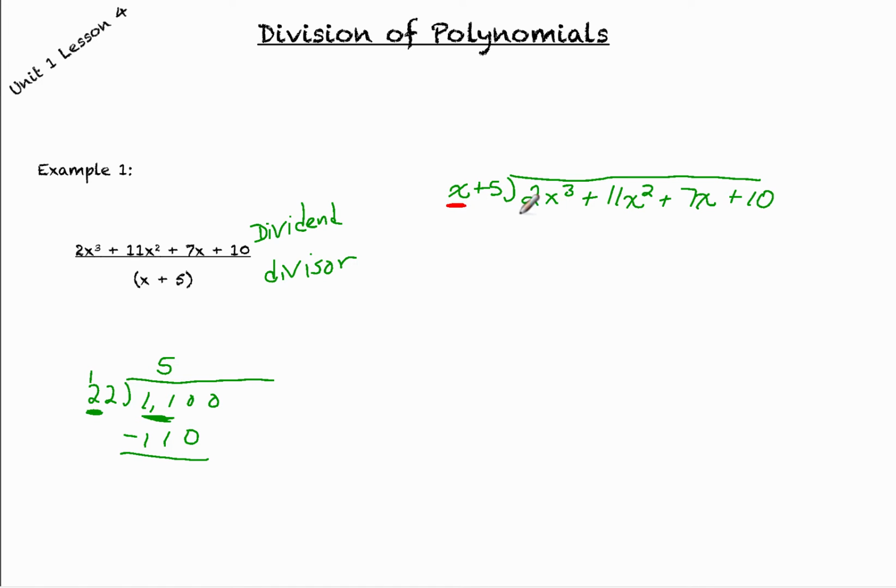X goes into, or in other words, what does x multiply by to get me 2x cubed? Well, 2x squared. And just like this 5 had to multiply by the 2 and then the other 2, this 2x squared gets multiplied by 5, which gets me 10x squared. 2x squared times x gets me 2x cubed. The next thing we did was we subtracted.